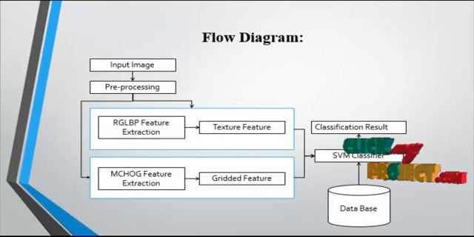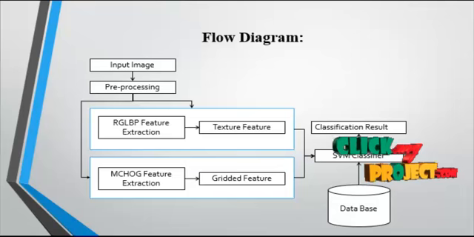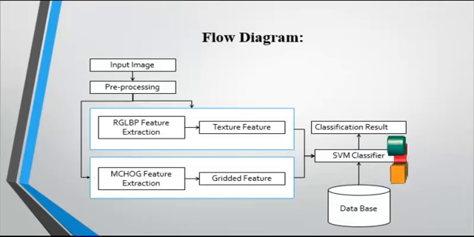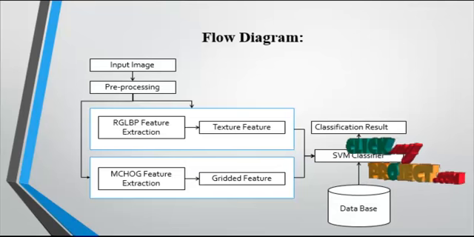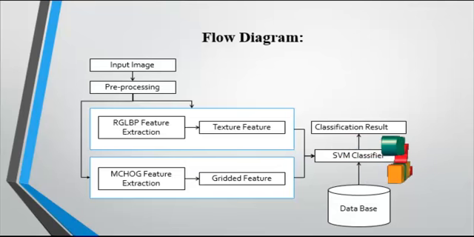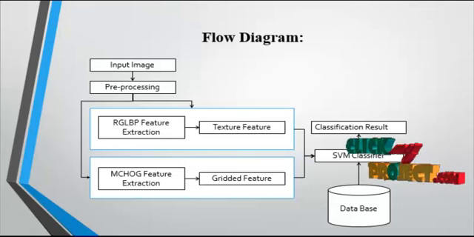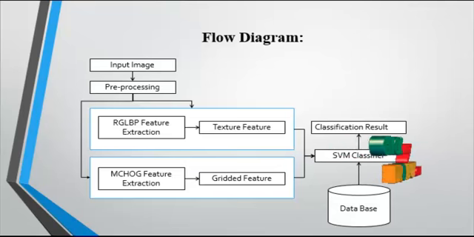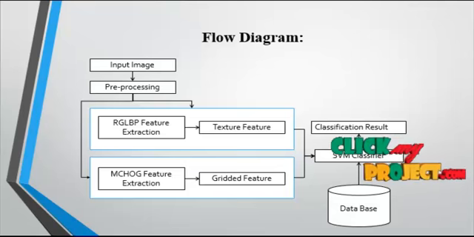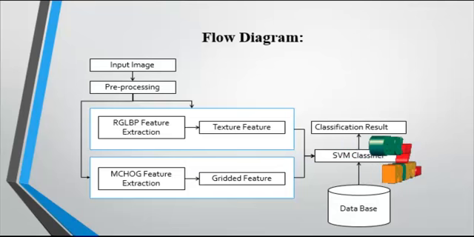At first, we took an input image from the dataset. Then the pre-processing step is undertaken. In that pre-processing, we apply the Wiener filter to filter the noise from the image. After the noise filtering process, we extract the features from the image. There are two features, namely the RGLBP feature extraction algorithm and the MCHOG feature extraction algorithm.